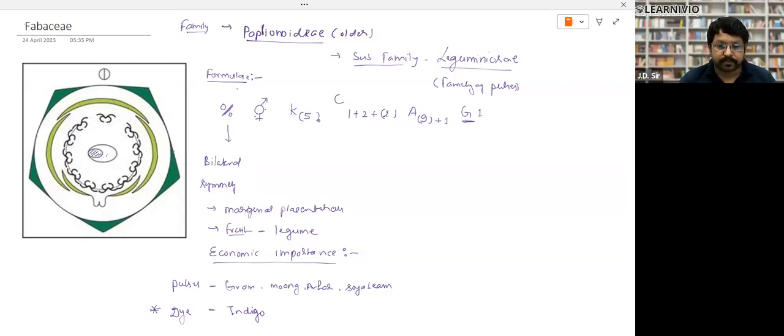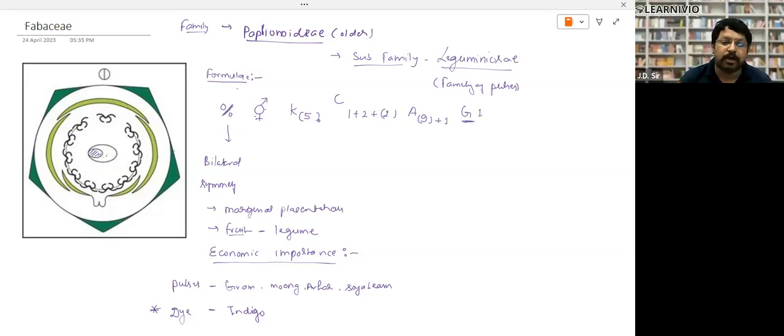Androecium 9 and make the bracket. What does the bracket mean? Gamo means joined. Plus 1. 1 is free, right? Then the gynoecium. Come to the gynoecium. There is a single carpel, so a single gynoecium. I will write gynoecium 1. And the ovary is superior because the ovary is at the upper position.